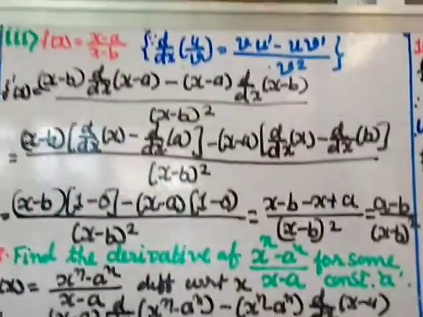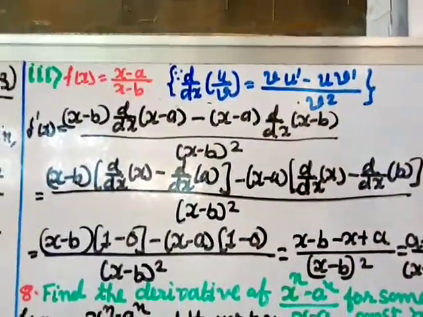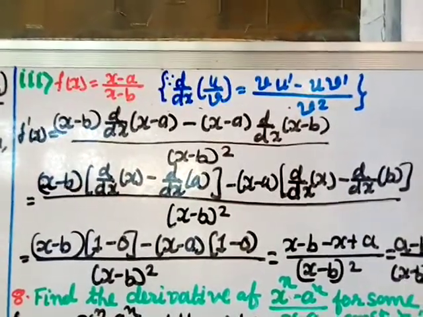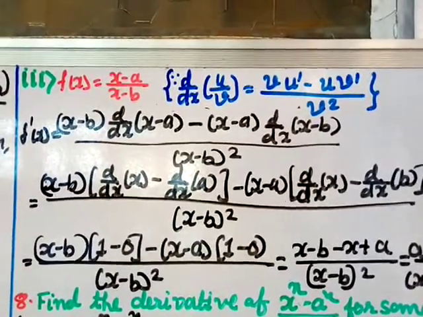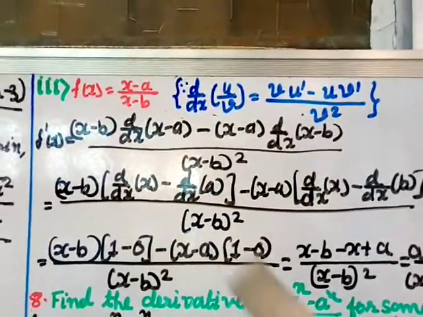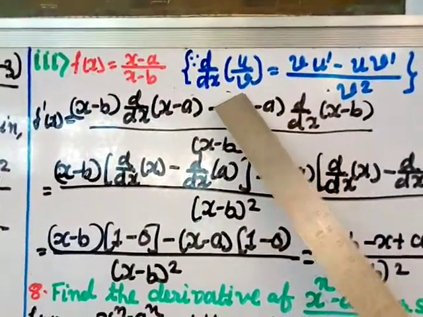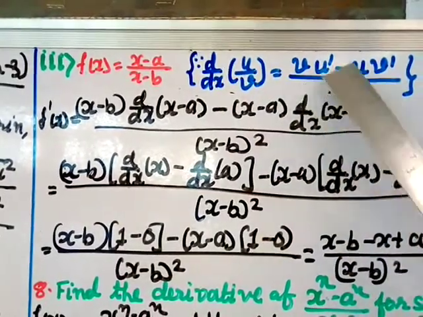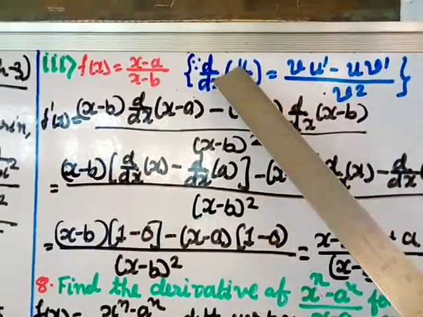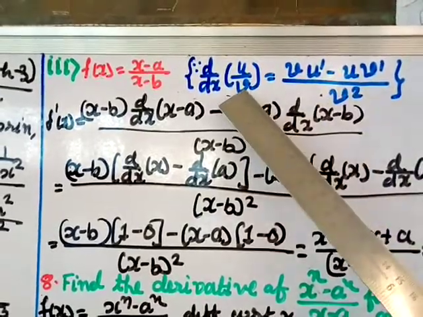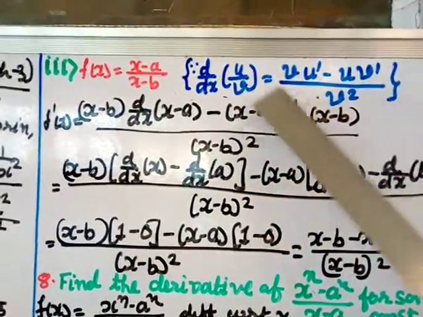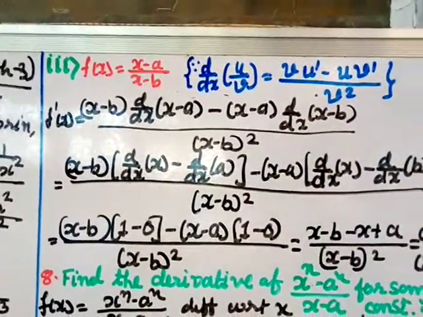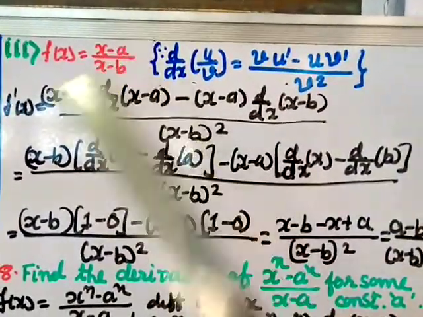Roman number 3, f(x) is equal to (x minus a) divided by (x minus b). This is like u by v or f(x) by g(x), quotient form. Okay, so we shall use the formula d by dx of u by v. So denominator as it is, differentiate the numerator, that is u dash, minus now numerator u as it is and differentiate denominator, that is v dash, divided by square of the denominator, that is v square. So that is the formula we shall apply here. This is u and this is your v.